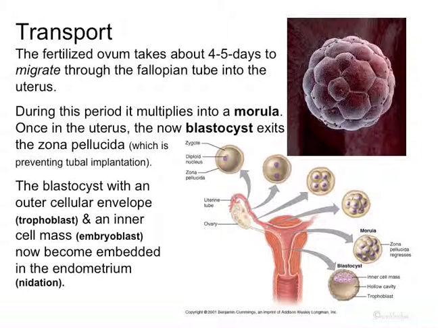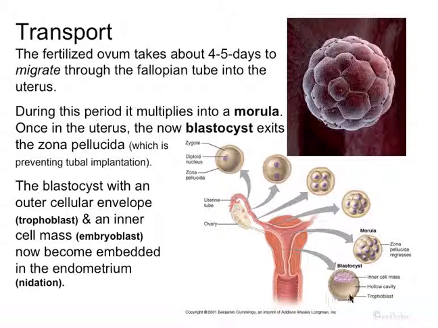Now that the egg is fertilized, it takes about 4 to 5 days to migrate through the fallopian tube into the uterus. During this period, it multiplies a lot of times, and first it becomes a morula right here, and once it enters the uterus, the zona pellucida regresses and lets it implant in the uterus. Basically, the zona pellucida prevents implantation in the fallopian tube, but once in the uterus, we want an implant. We want what they call a nidation. The zona pellucida is gone, and then it becomes a blastocyst.